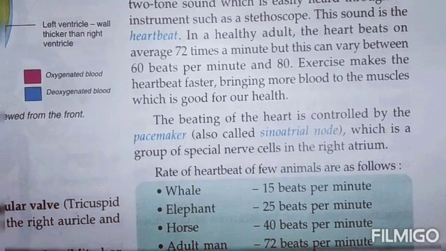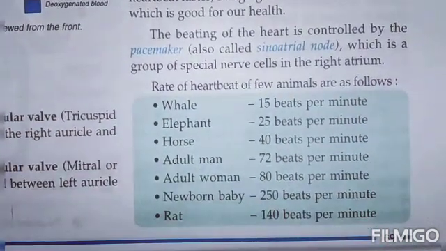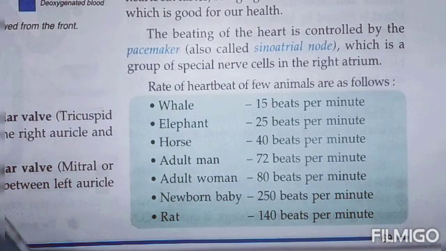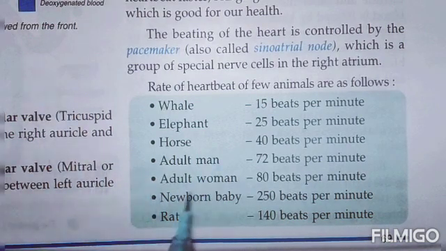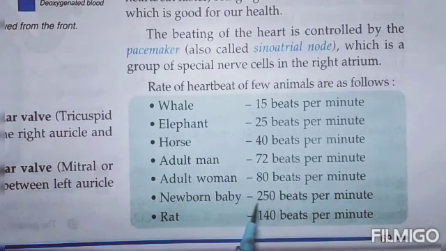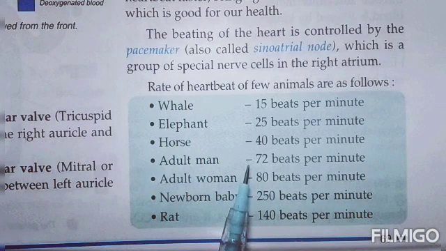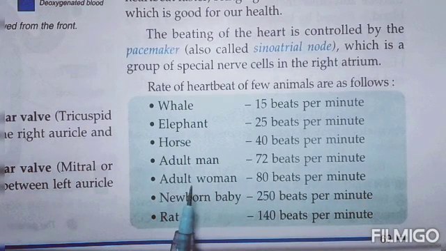Now this table over here in your book gives how many times the heart beats in various organisms. So you can have a look at it, children. Look at the newborn baby. In a newborn baby, the heart beats at the rate of 250 beats per minute, which is too high. And in an adult man, it is only 72 beats, and for an adult woman, it is 80 beats.